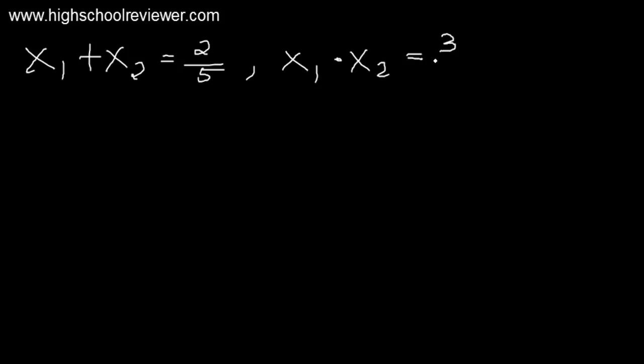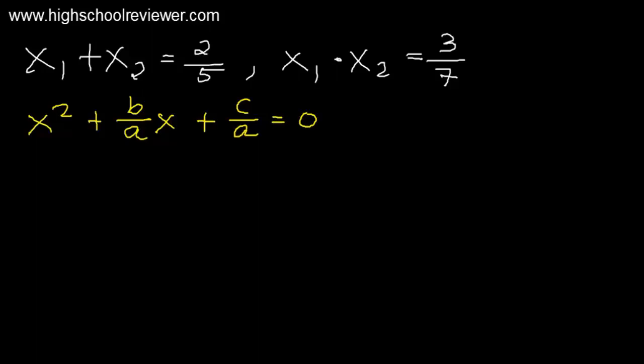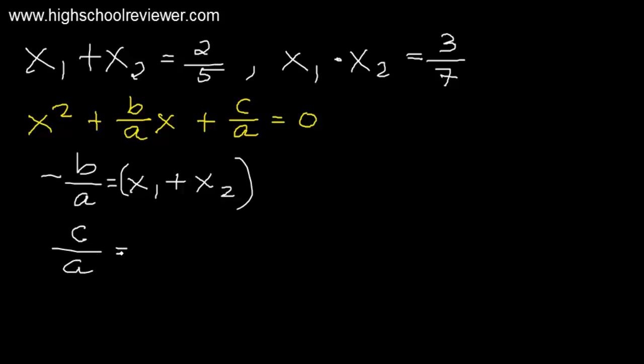Find the quadratic equation using x sub 1 plus x sub 2 and x sub 1 times x sub 2. Our next problem, we have x sub 1 plus x sub 2 equals 2 over 5, and x sub 1 times x sub 2 is equal to 3 over 7. One of the forms of writing a quadratic equation is x squared plus b over a multiplied by x plus c over a equals 0. But we know that negative b over a is equal to x sub 1 plus x sub 2, and c over a is equal to x sub 1 times x sub 2.